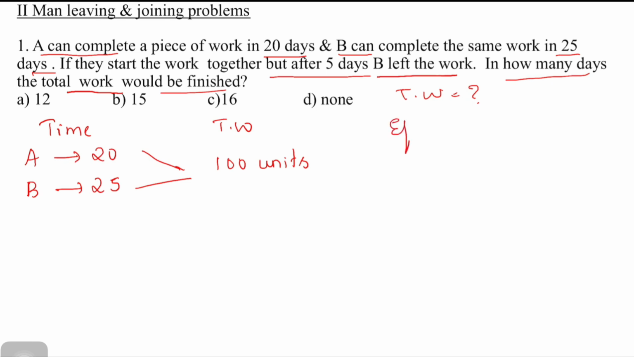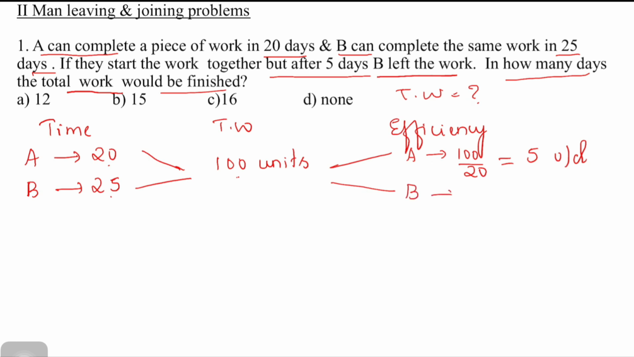Now efficiency. Efficiency of A. If A can complete 100 units of work in 20 days, in one day how much will it complete? So 100 by 20, which is equal to 5 units per day. So A will complete 5 units per day. Then B can complete 100 units in 25 days. So in one day how much will B complete? It is 100 divided by 25, which is equal to 4 units per day.